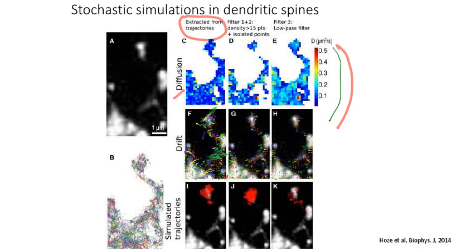We get this for the diffusion, and we can also get this for the drift. That is, at each point we can calculate, as can be seen here, a vector field, which is going to be our drift.